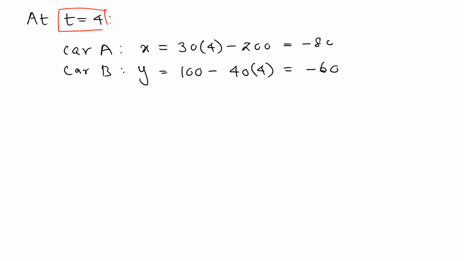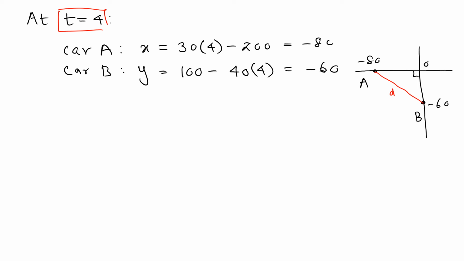If you draw this in a figure, you can see this is the situation. This is car A, which is at negative 80 on the left side, and then car B is at negative 60, so 60 down. So that's car B. What we need to do is find this distance. It's very easy to find the distance using the Pythagorean identity. From that we can find the minimum distance.